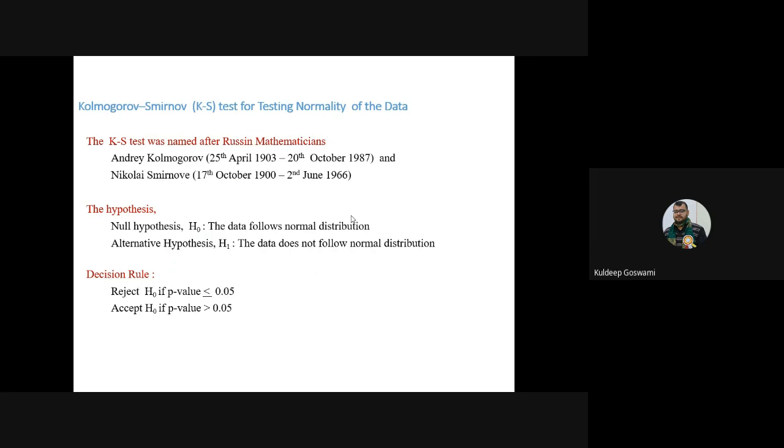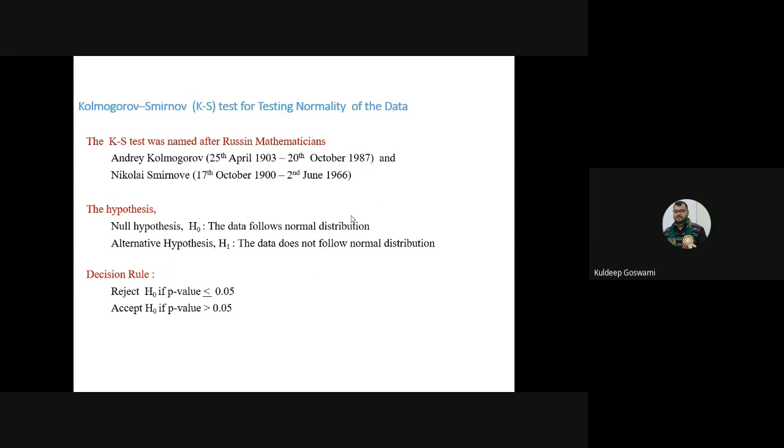So in the testing procedure, Kolmogorov-Smirnov was named after Russian mathematicians Andrey Kolmogorov and Nikolai Smirnov. Here the null hypothesis is that the data follows normal distribution. And the alternative hypothesis is that the data doesn't follow normal distribution.